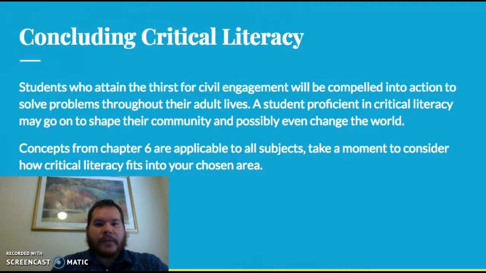The concepts from Chapter 6 are applicable to all subject areas, so I want you all to take a moment to consider how critical literacy fits into your chosen area. Once again, Animacio, Connor, whoever's by the computer, go ahead and give it a pause. I'll wait.